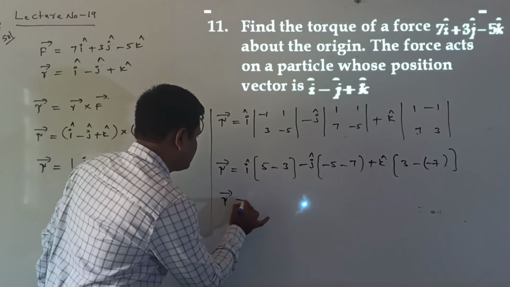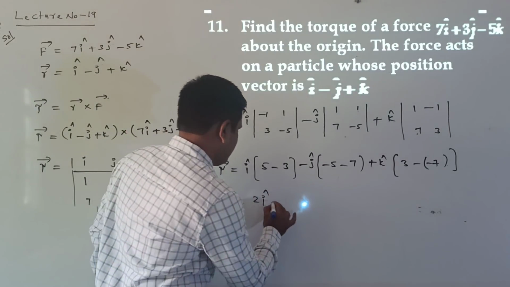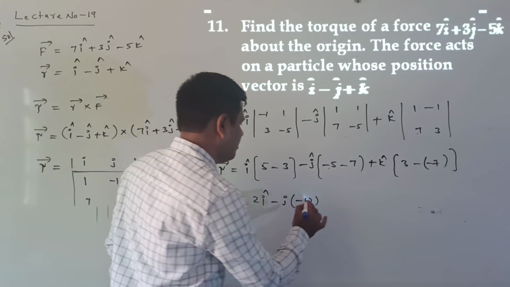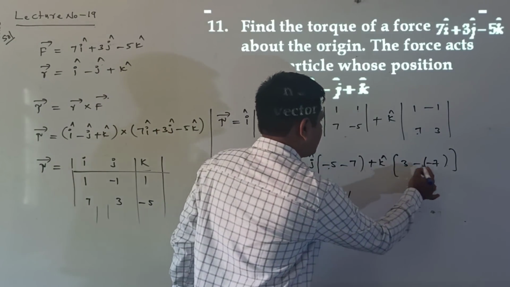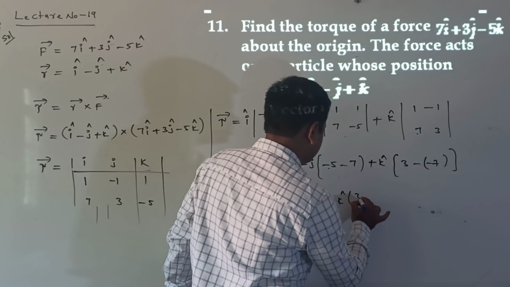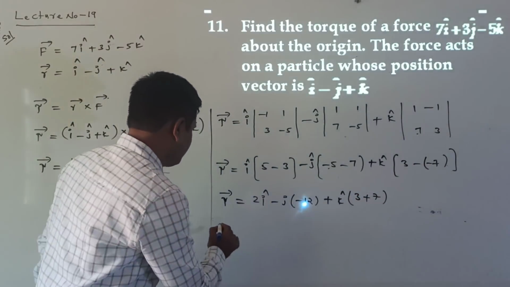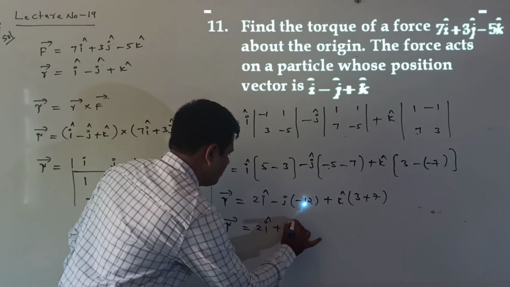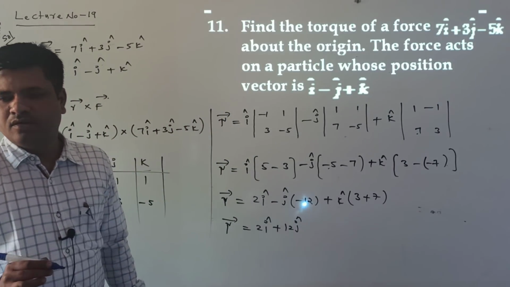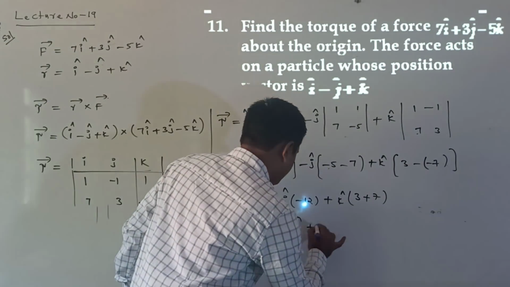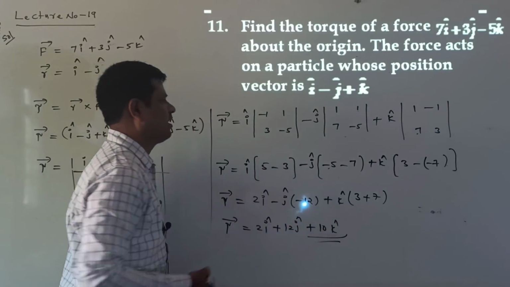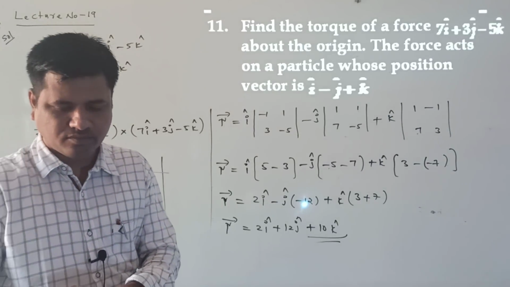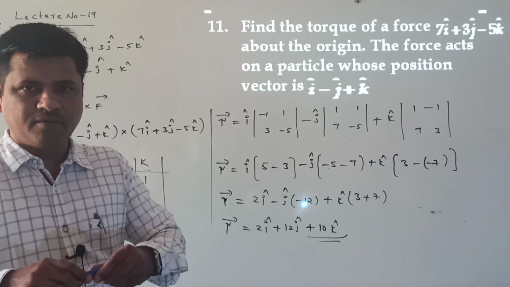Now the torque is equal to 2i cap minus j cap times (minus 5 minus 7, which is minus 12), plus k cap times (3 plus 7). Minus into minus is plus, so torque is equal to 2i cap + 12j cap + 10k cap. This is the torque value. Okay, thank you. This chapter is completed.